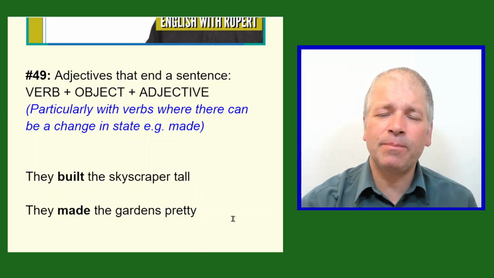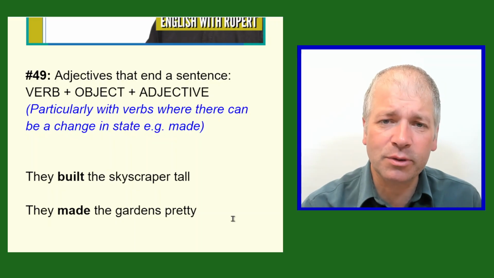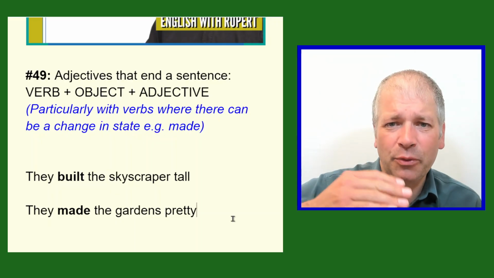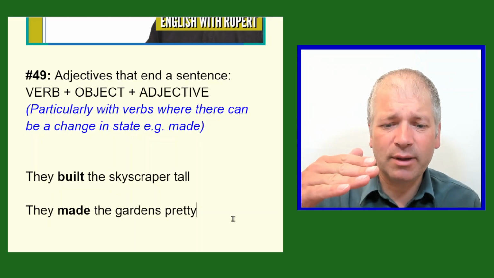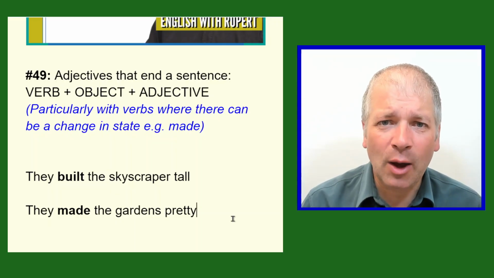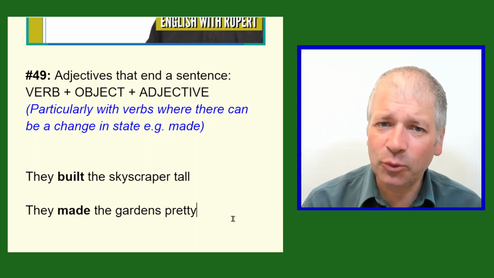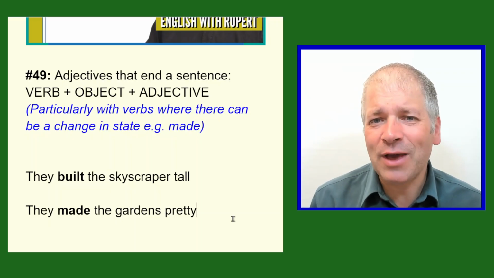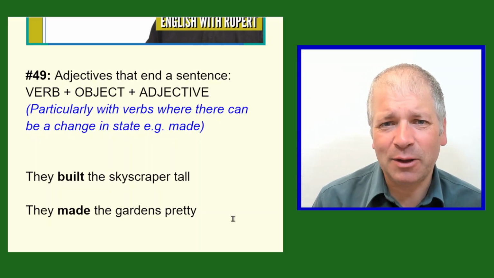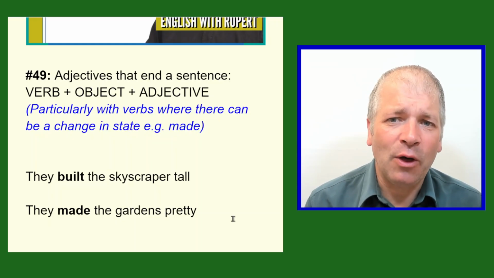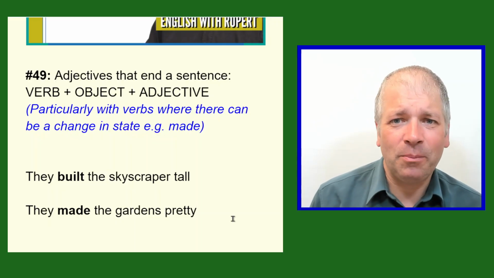So adjectives in both these cases can be used when we're describing a process of something where something changes from one state to another. There are certain verbs that you can do that with, and build and made are two of them. There are some more as well. And in these cases, the adjective can end the sentence because the adjective is describing the way that the object is changed by the verb.